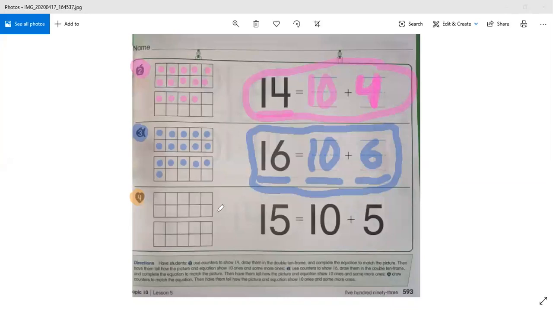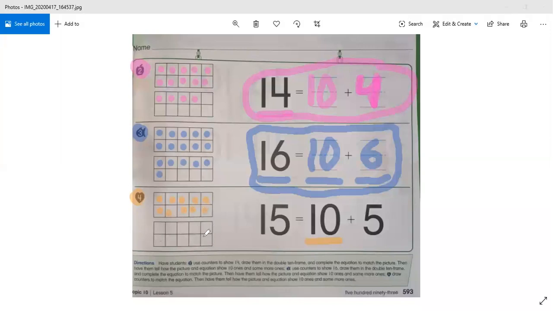So we know there's going to be 15 altogether. So how many do I put in the top 10 frame? This first one right here. Did you say 10? Because that's correct. So let's go ahead and put 10. 1, 2, 3, 4, 5, 6, 7, 8, 9, 10.